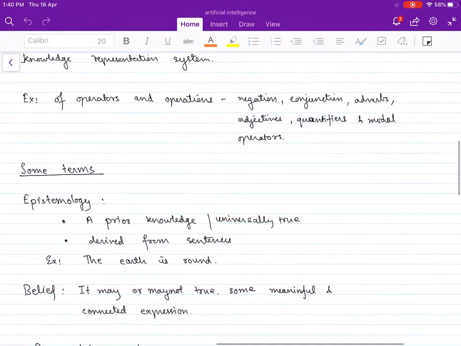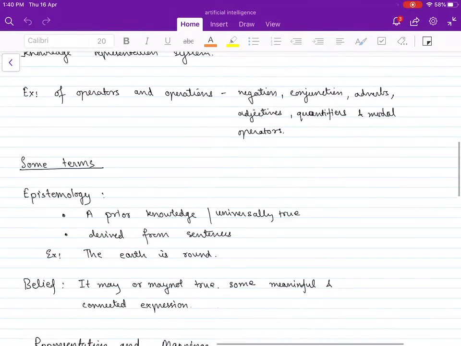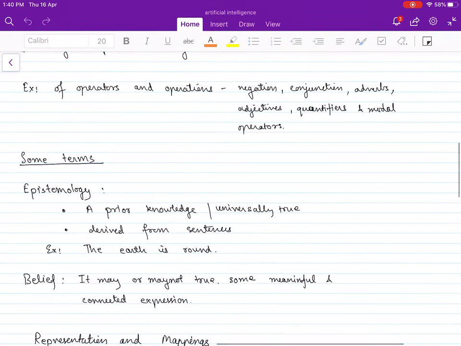Before moving to knowledge representation, we will cover some terms, starting with epistemology. It is prior knowledge or universal truth. For example, the earth is round, or it is derived from some sentences. Next is belief. It may or may not be true. As we know, what we believe may or may not be true. It is not truth. So it is some meaningful and connected expressions.